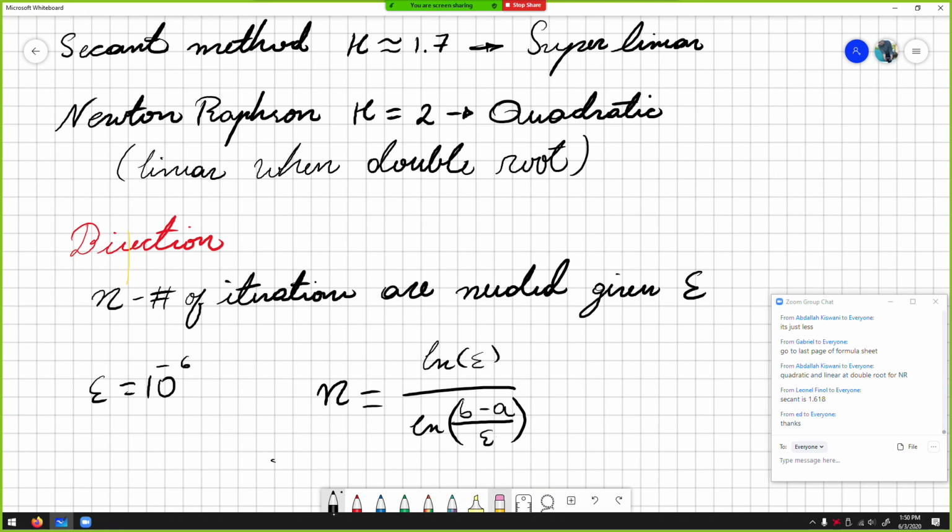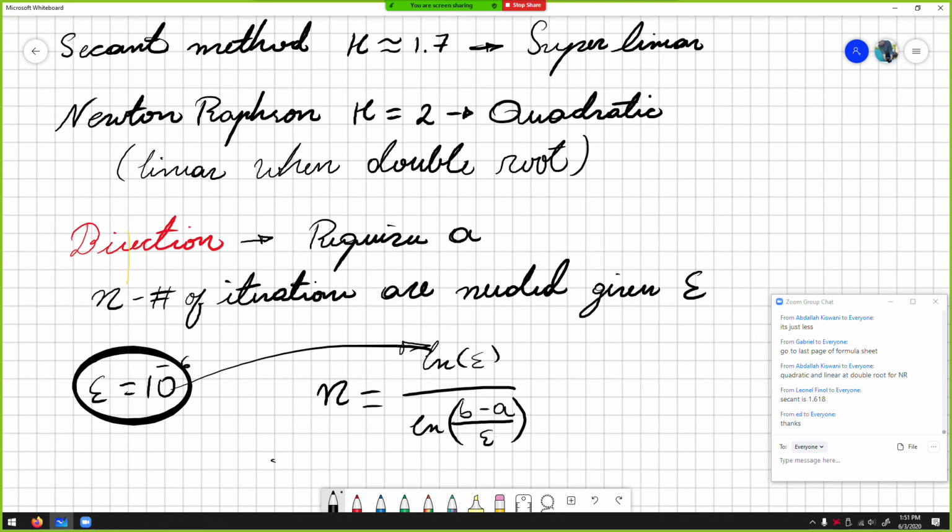It's under your formula sheet, and I can Google it real quick. But what you're going to do is take that epsilon value and plug it wherever you see an epsilon, and then your b and your a are your brackets every time. So bisection, going a little off tangent here, requires an a, a b, and the function.